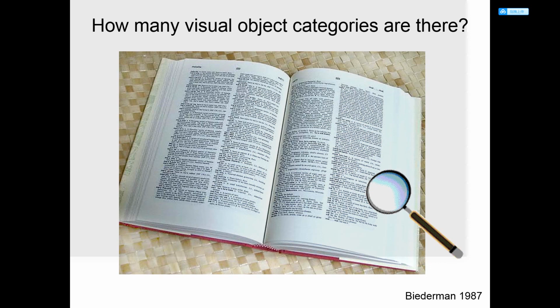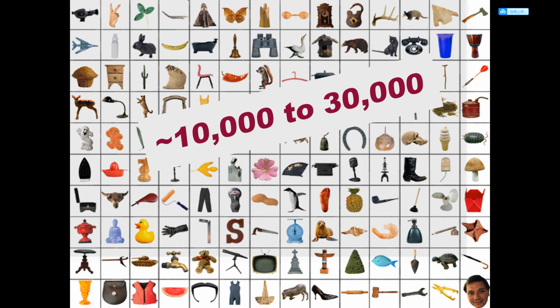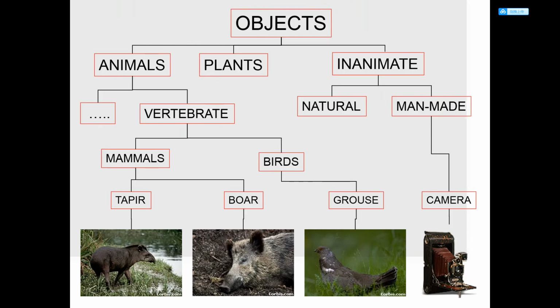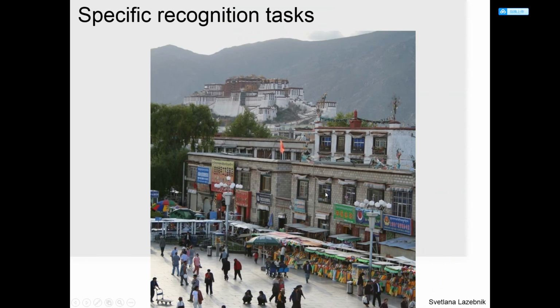Someone did some research back in the 80s, Biederman. I don't know whether I pronounce it right. He estimated about 10,000 to 30,000 of those different categories, and of course usually these categories are structured, right? So you can form a tree of that, like animals, vertebrates, and go down and so on.